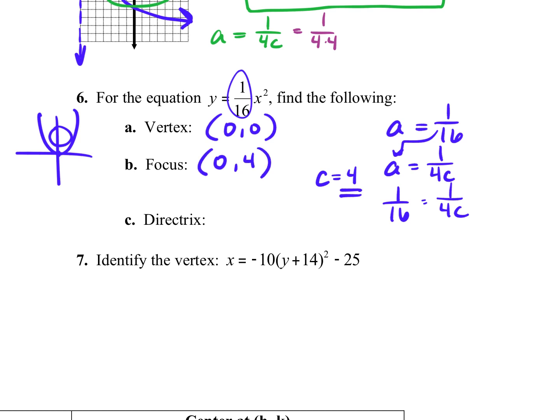What does that mean for your directrix? That means it's negative 4. What is negative 4? The directrix, y equals. It's going to be a horizontal line down here. So y equals negative 4.